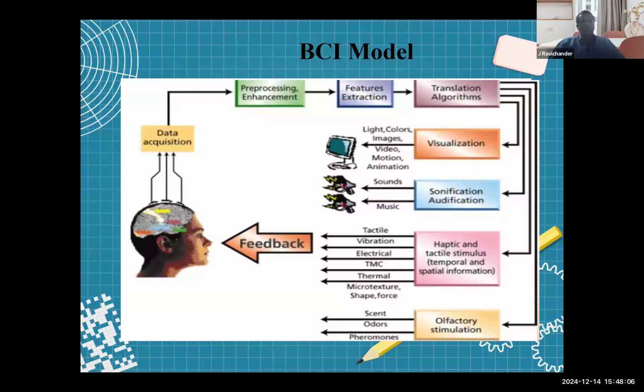Now, this is regarding the brain computer interface model. There are different blocks, and here I have explained the different blocks. After that, the signals will again be given as feedback to the particular person. Why? To improve that particular thing.